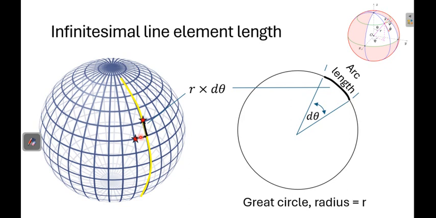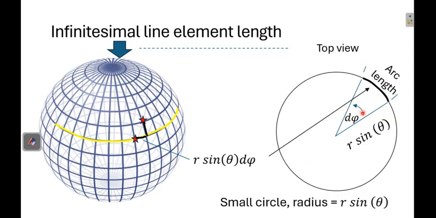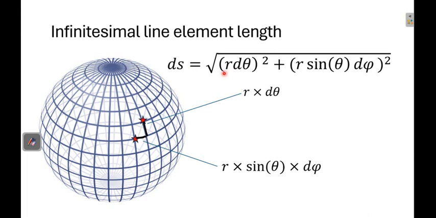What about the second one? The second one, which is described by a small displacement in phi, moves us on a small circle. What is the radius of the small circle? The radius of the small circle, as you may recall from the last slide, is equal to r sine theta. It is not r cosine theta, it is this line which is r sine theta. Hence, if we make a small displacement by d phi, the arc length will be r sine theta multiplied by d phi. So we identify the lengths of the two infinitesimal lines, r sine theta d phi and r d theta.